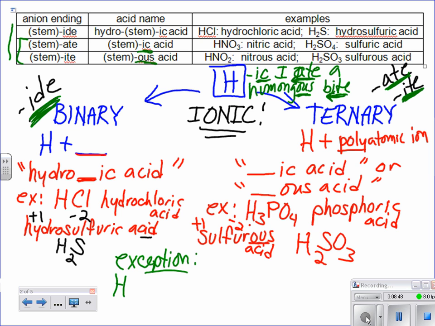So if you saw something like this, HCN, you'd say, wow, it's an acid because it starts with hydrogen. It's probably going to be ternary because you've got a polyatomic ion in there. But when you look at your sheet, you see it's cyanide. So that's when you ditch the idea that it's ternary and you come back over here and you look at the fact that it ends in "ide," so you follow these rules. So now what do you think it'll be? Hydrocyanic acid. And that is all there is to it, except we have some examples now.